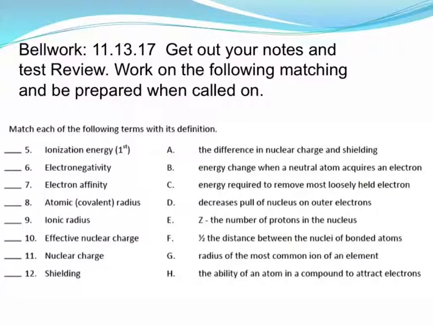Okay, so in the matching, first of all, on your review, you have this table on number 4. It says, name each of the following. So you write the name. Those are properties that we've taken within that group properties table that we did.